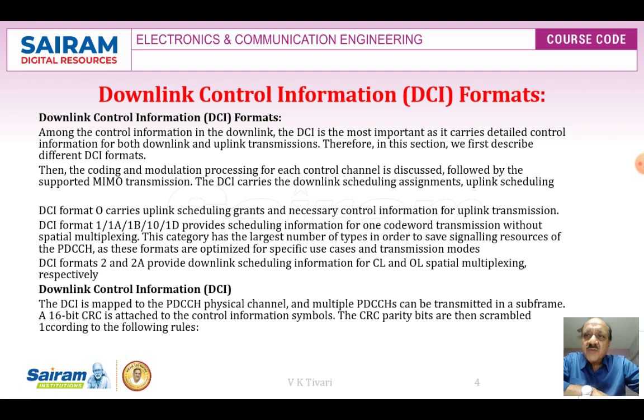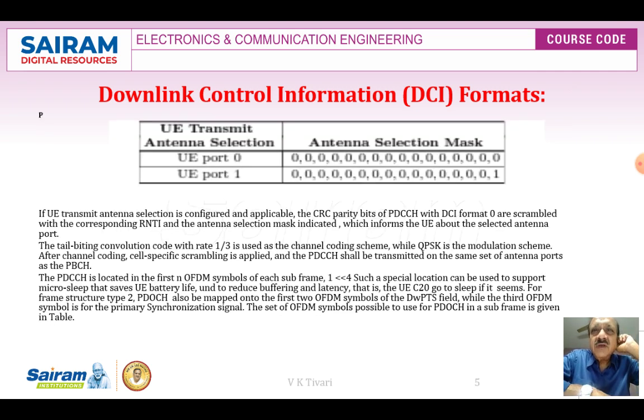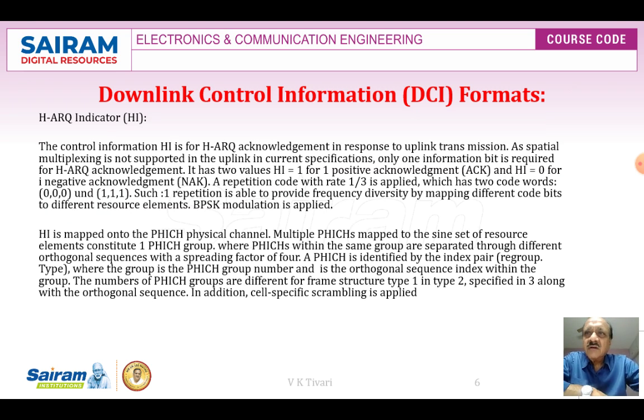Downlink control information in DCI is mapped to the PDCCH physical channel multiplex. Multiple PDCCH can be transmitted in a subframe. A 16-bit CRC is attached to the control information symbol and the CRC parity bits are then scrambled according to the following rules, given here. User equipment 0 is all zeros antenna selection mask and user equipment 1 has the first bit as 1, the rest 0. So these are the things we have here.